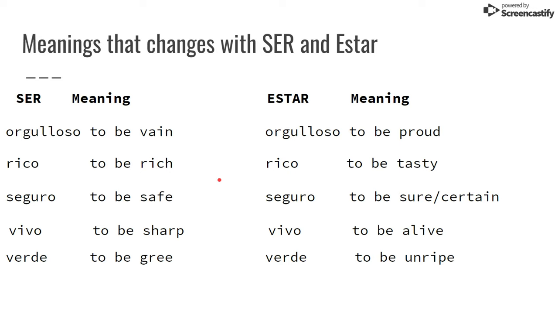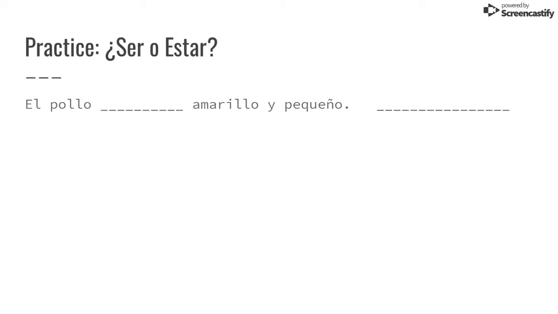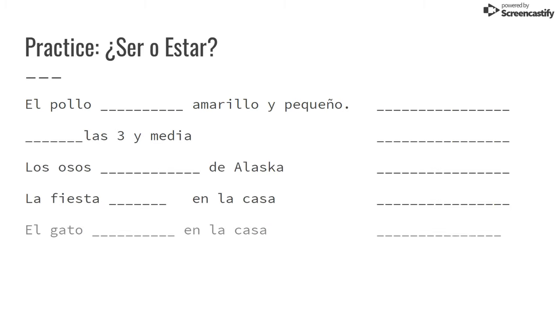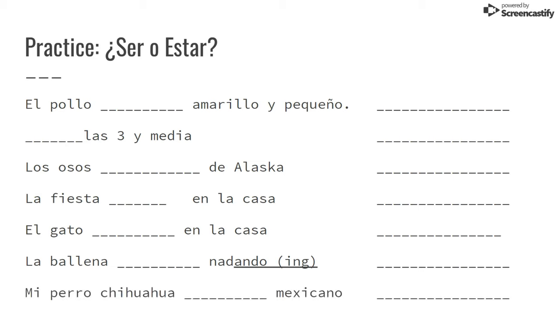The avocado es verde, it is green, pero el avocado está verde, it is unripe. Yo soy viejo, I am old, but yo estoy viejo, I look old. This is a little practice. So these are the sentences. I would like you to pause here, answer, and then we can review together.